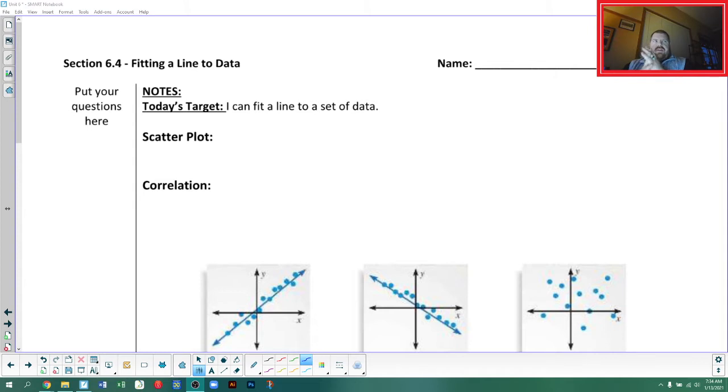Today we're going to be talking about fitting a line to data. Most of the time when we're doing this, we're looking at a set of data, some statistical relationship between two quantities. And that's kind of the key to building a scatter plot.